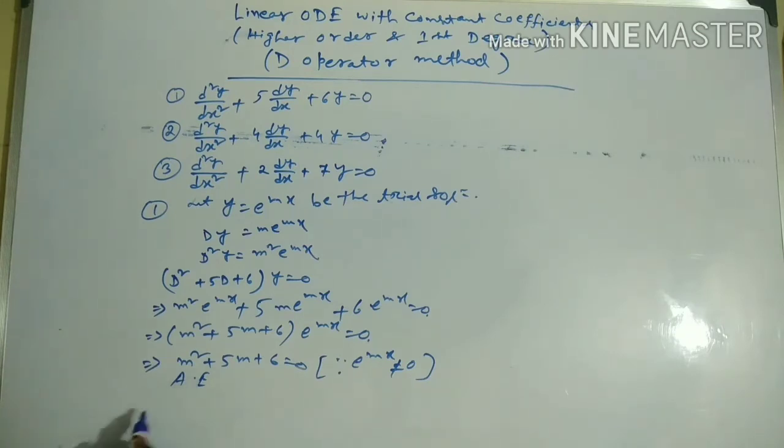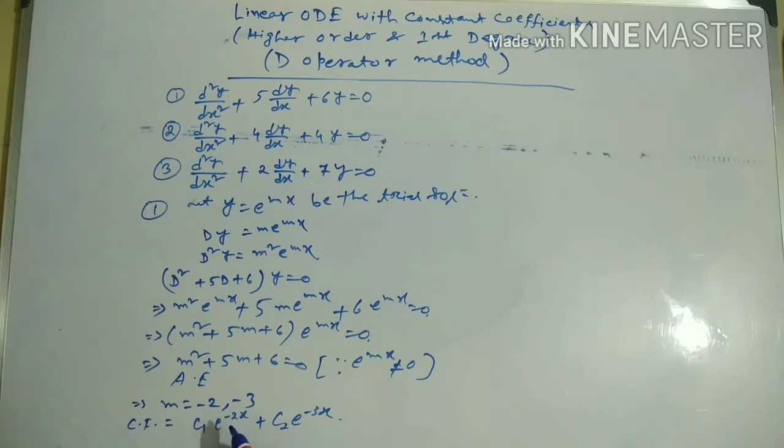Now this is a quadratic equation in m. The roots will be -2 and -3. Now see that these roots are real and unequal roots. So the CF will be of the first case. So CF will be C1 e to the power -2x plus C2 e to the power -3x. This is the complementary function.